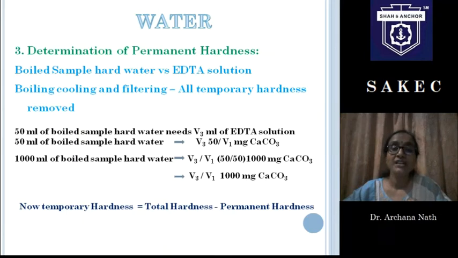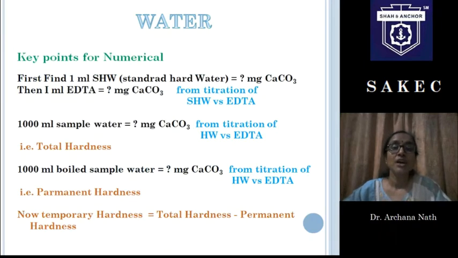So temporary hardness can be calculated now by deducting permanent hardness from the total hardness. So all the different types of hardness can be calculated by the EDTA method. So what are the key points for numericals? The first step, all the observations will be given in the numerical, right? So the first step is to find what 1 ml standard hard water means in terms of the amount of calcium carbonate in milligram. That means 1 ml standard hard water contains how much calcium carbonate in milligram.